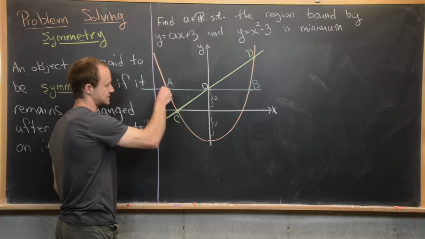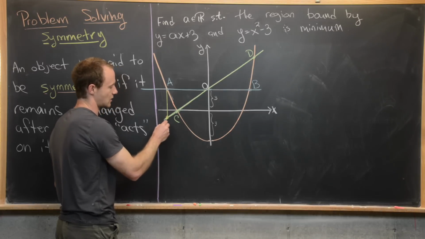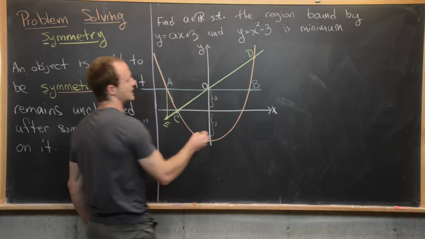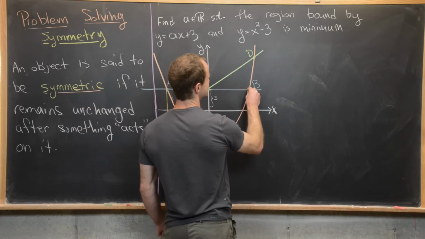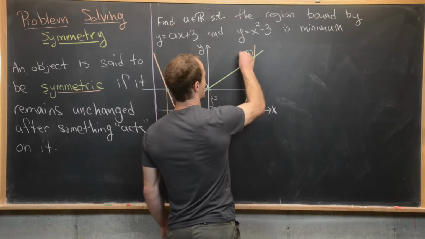Okay, so here, let's do that. So I've got something like that. So that goes straight down to this point right here. I'll go ahead and call that E. And then something like this. So this is going to go straight up. So I'm going to call that F.